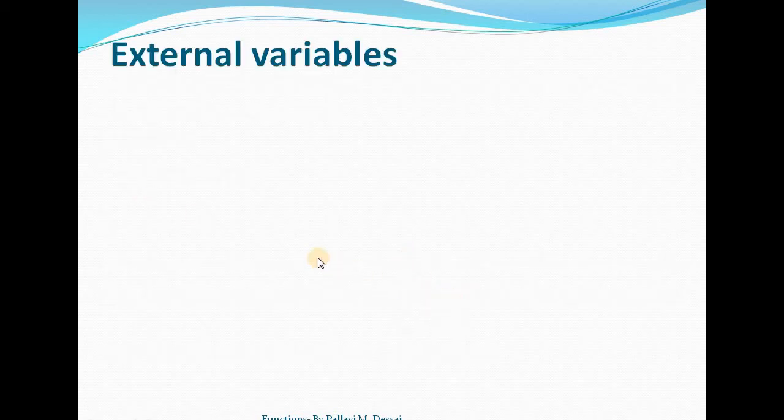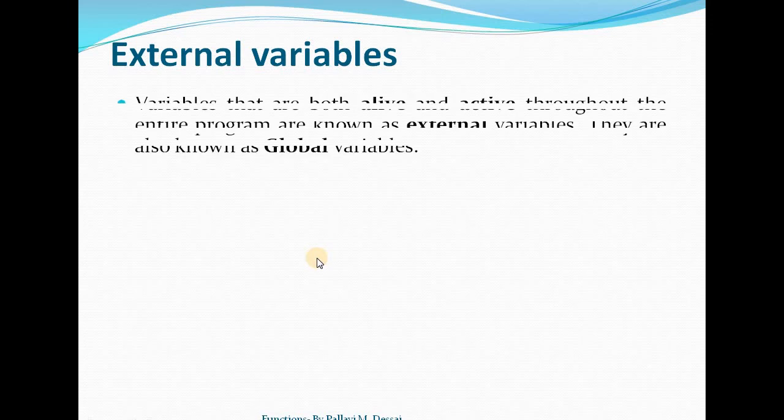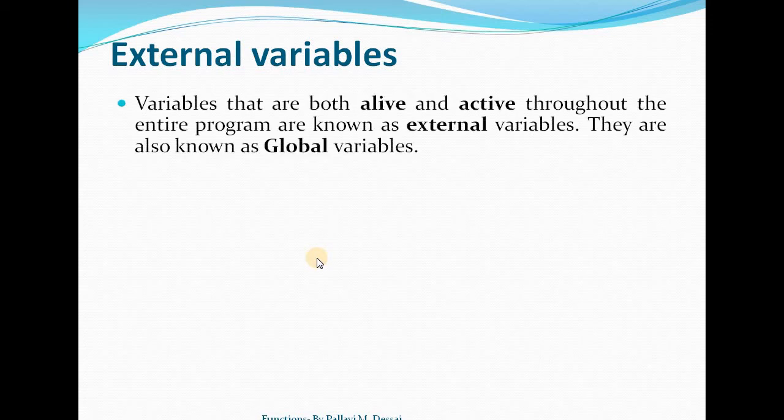Next we shall see external variables. Variables that are both alive and active throughout the entire program are known as external variables. They are also known as global variables. We have seen this previously.